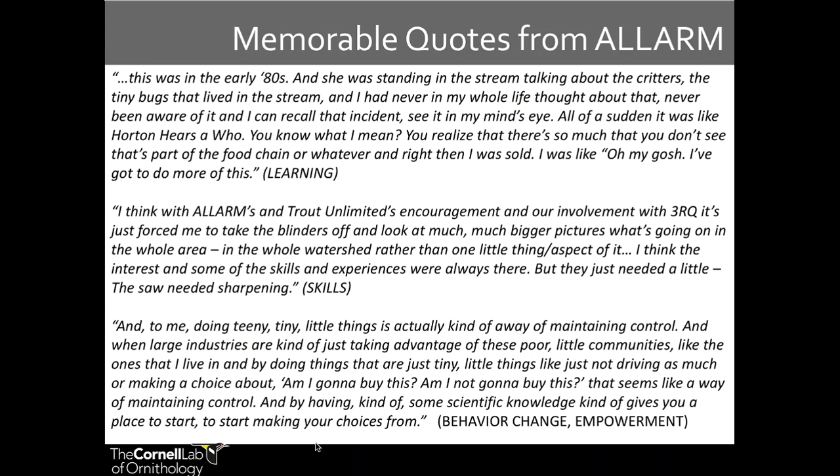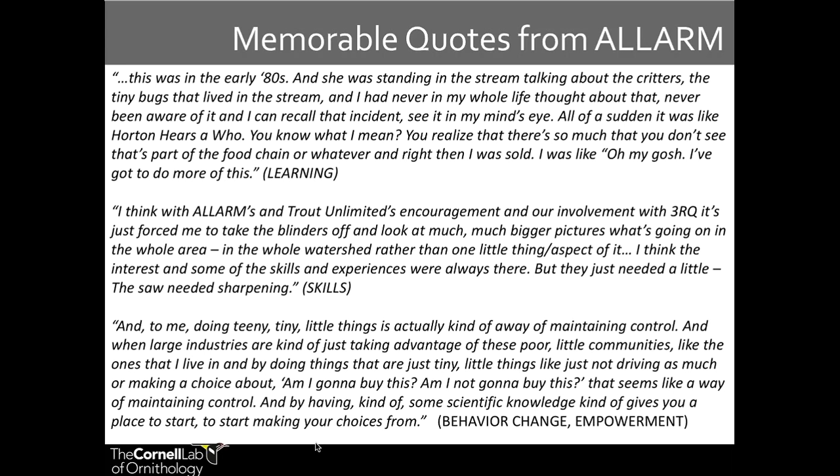And I will just end. I know I've got about a minute left. I will just end with some of the memorable quotes from ALLARM because I think these are really powerful. I won't read them because they're quite lengthy. I'll let other folks read them. But they do provide sort of the insight in the kinds of powerful outcomes that every project leader hopes to see.